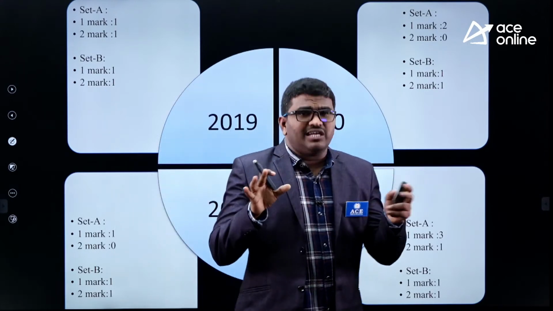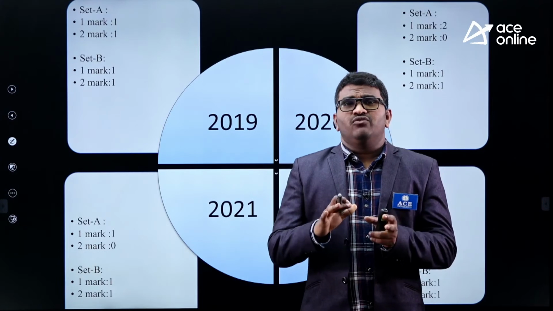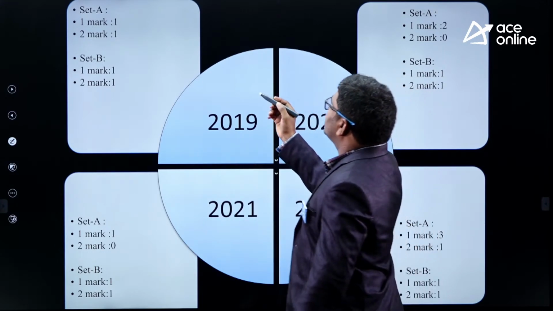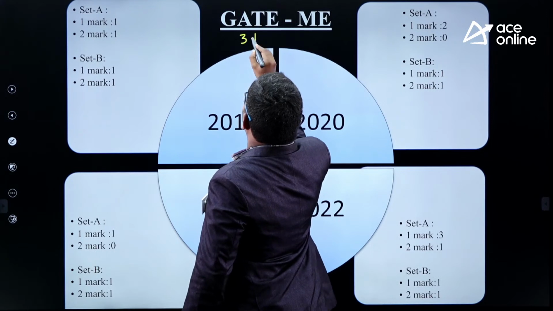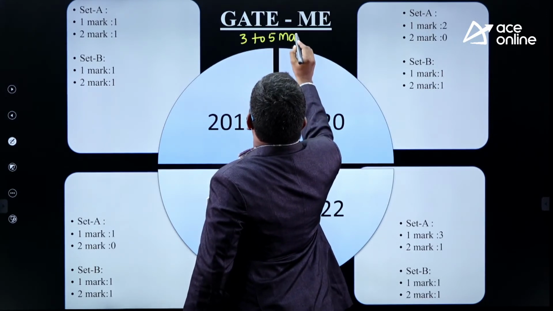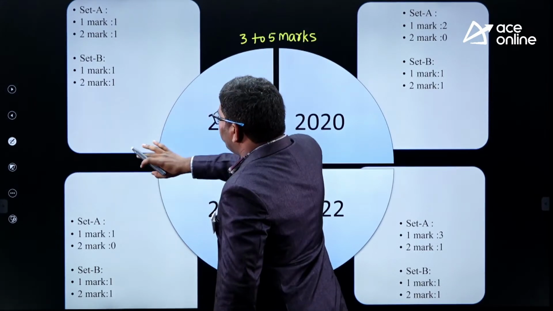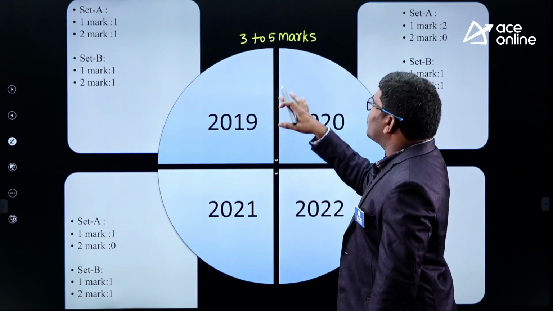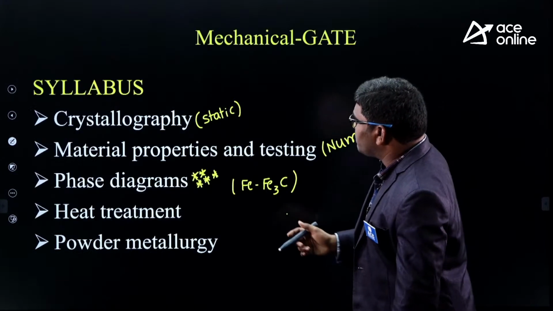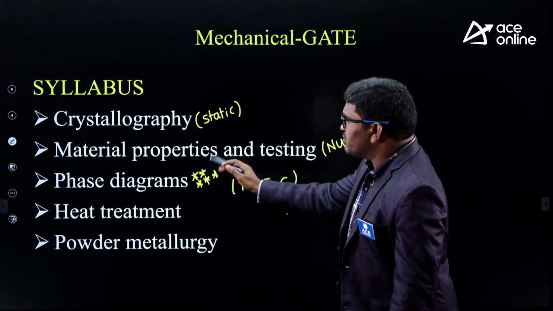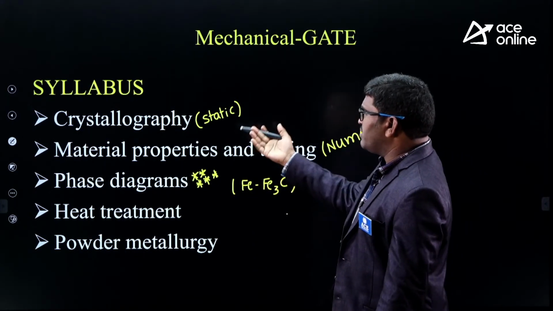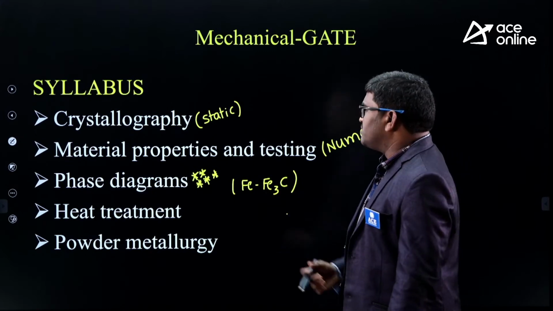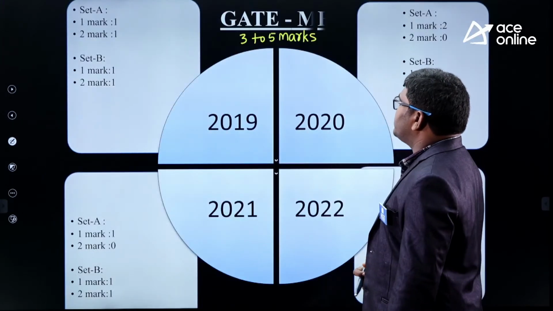So from this overall weightage I am giving 3 to 5 marks, minimum 3 marks, maximum 5 marks from this material science. Listen, only 5 topics. It is easy to score 3 or 4 marks because out of these 5 topics, I am giving 100% one question from the phase diagram and one more question either from heat treatment or material properties or crystallography. And these topics are somewhat easy compared to other subjects. So this is the weightage analysis for GATE mechanical.